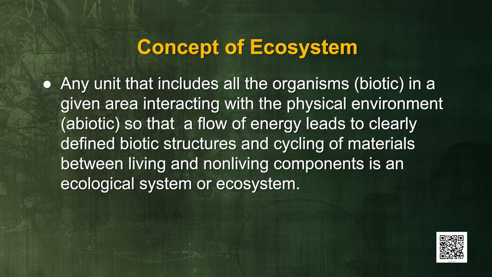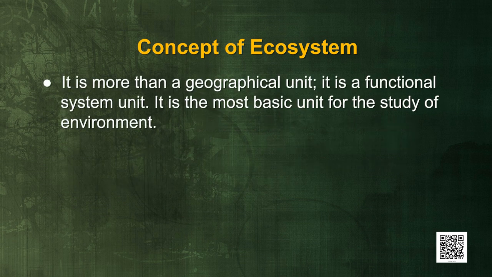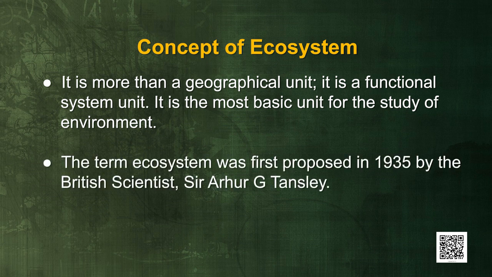Any unit that includes all the organisms in a given area interacting with the physical environment so that a flow of energy leads to clearly defined biotic structures and cycling of materials between living and non-living components is an ecological system or ecosystem. It is more than a geographical unit, it is a functional system unit. It is the most basic unit for the study of environment. The term ecosystem was first proposed in 1935 by the British scientist Sir Arthur G. Tansley.